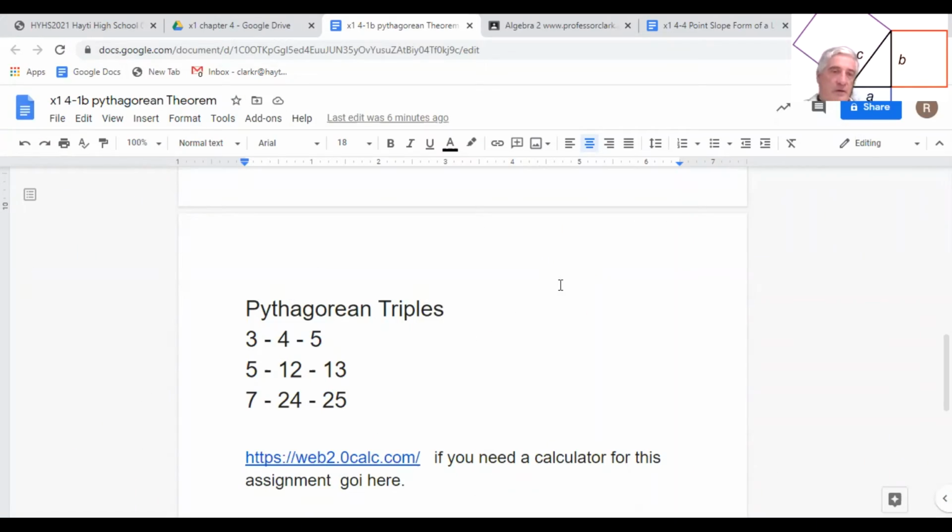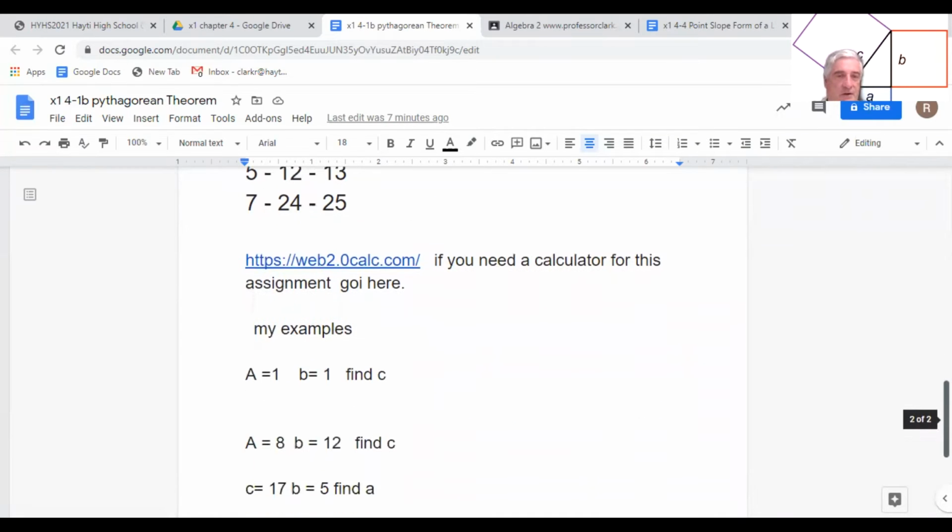They work. A squared plus b squared equals c squared. A 3, 4, 5 triangle, this would be 9 plus 16 equals 25. That one works. We have 5, 12, and 13. 5 squared is 25. 12 squared is 144. Add them together is 169. Take the square root of that, you get 13. 7, 24, 25 also work. I'll let you get your calculator out and make sure that they work.